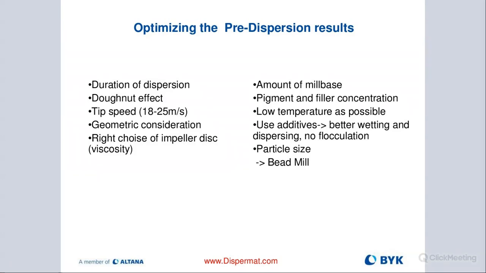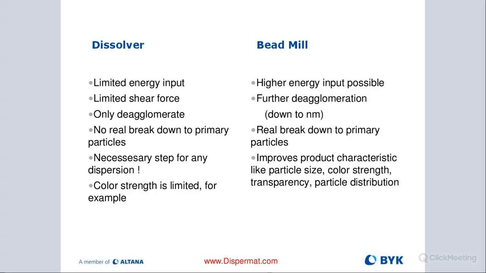We talked about the additives that help you stabilize everything and give you better performance, and then particle size is critical. 10 microns is kind of the threshold, and anything that we want to go smaller, that's when we move over to the milling part.